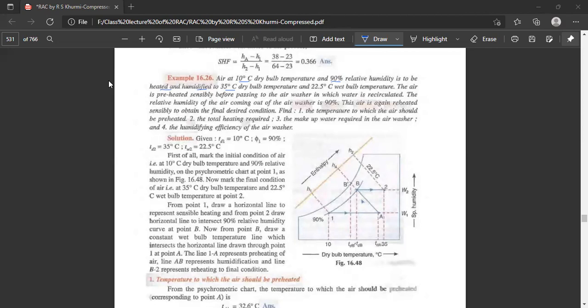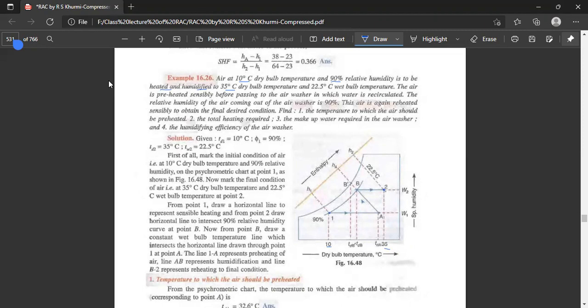TD1 is given, phi1 is given, TD2 is given, TW2 is given. Means dry bulb temperature incoming and relative humidity incoming are given. So map the initial condition, say 10 degrees centigrade, on the psychrometric chart of dry bulb temperature. Draw a vertical line and intersect the 90% relative humidity line. So point 1 is available. Then the final condition, 35 degrees dry bulb and 25.2 degrees wet bulb temperature, gives point 2. So initial and final points are available.